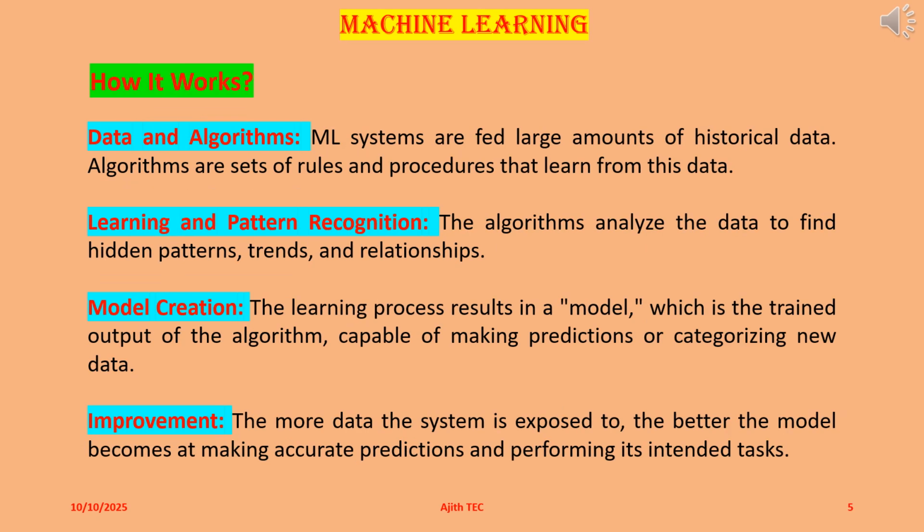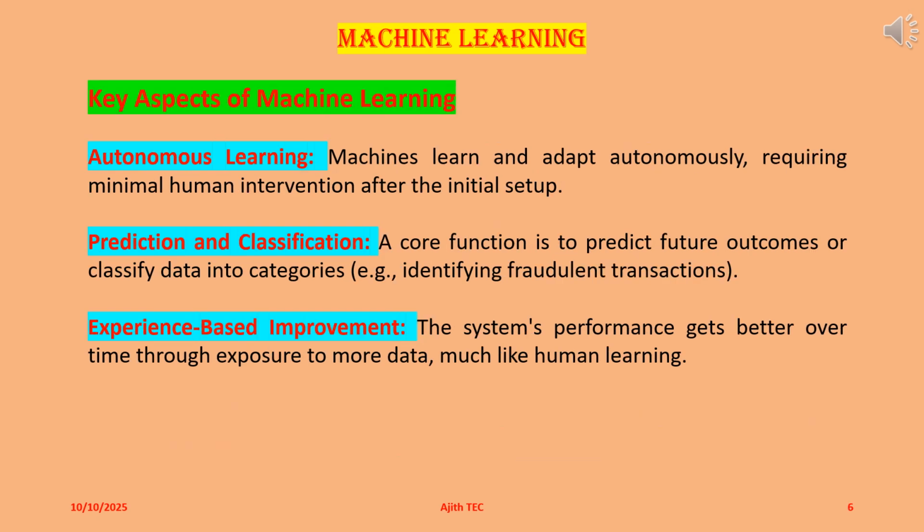How it works. The working procedure of machine learning can be described as shown below. Data and algorithms. ML systems are fed large amounts of historical data. Algorithms are sets of rules and procedures that learn from this data. Learning and pattern recognition. The algorithms analyze the data to find hidden patterns, trends, and relationships. Model creation. The learning process results in a model, which is the trained output of the algorithm, capable of making predictions or categorizing new data. Improvement. The more data the system is exposed to, the better the model becomes at making accurate predictions and performing its intended tasks.